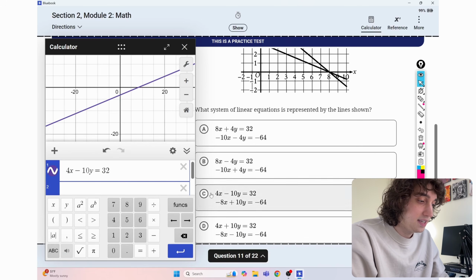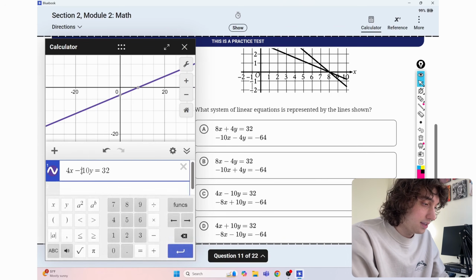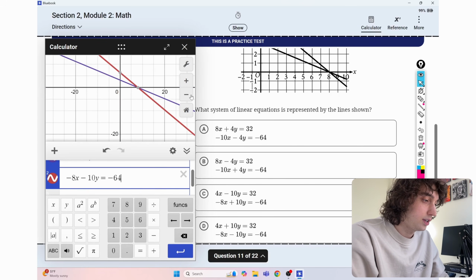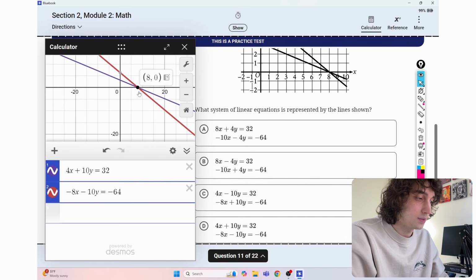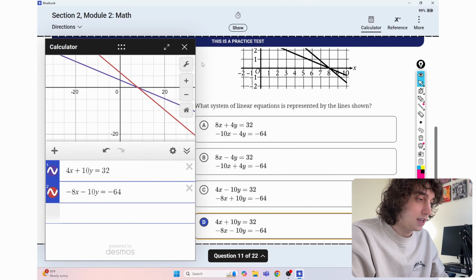For answer choice C, the first line is increasing, so that's already problematic, and we know that's not going to be correct. And then answer choice D is, by process of elimination, the correct answer, but we can plug both of these in to make sure that's correct. And sure enough, we see that they both share an x-intercept at x equals 8. They're both decreasing, and presumably the y-intercepts are indeed at 3.2 and 6.4, which looks about right. So we can pick answer choice D.